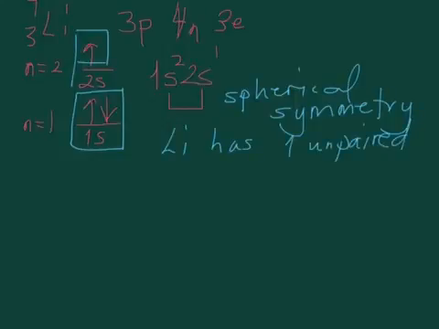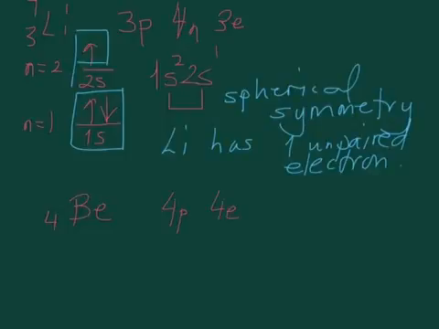We will talk about the unpaired electrons more in the coming topics. Now let's pass on to the next element, which has an atomic number of 4, beryllium. Beryllium has 4 protons, 4 electrons in the neutral atom, and its mass number is 9, so it has 5 neutrons.